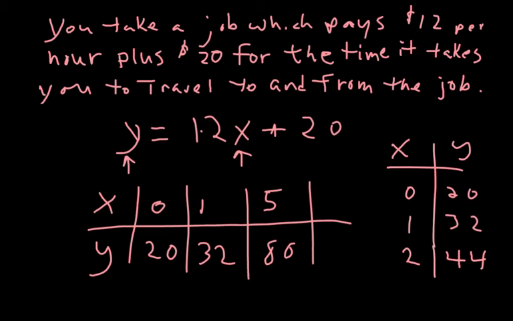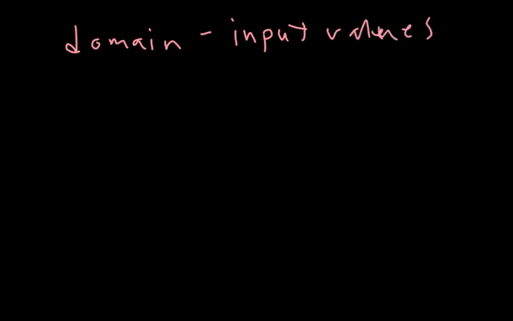There are 2 other vocabulary words that I'd like to talk about. The domain and the range. The domain represents all the values that you can have for your output. So, I'm sorry, I had that backwards. Domain is all the input values. Everything that could go in for X.